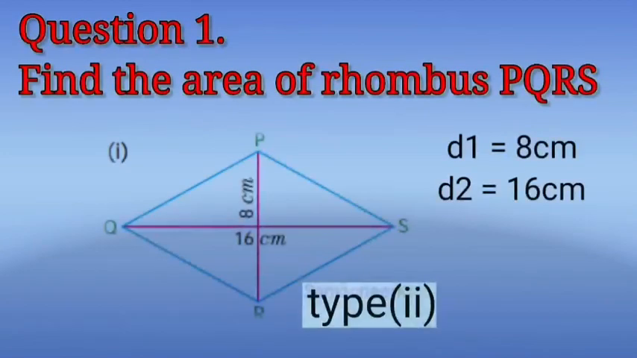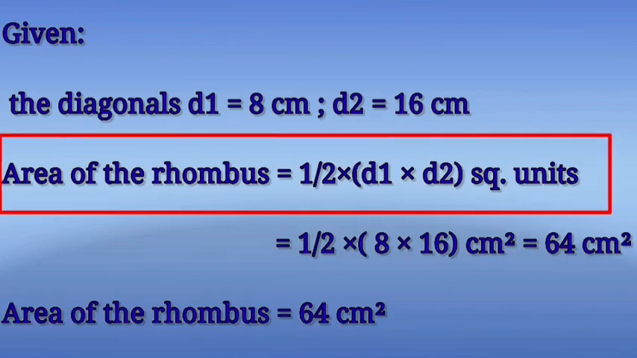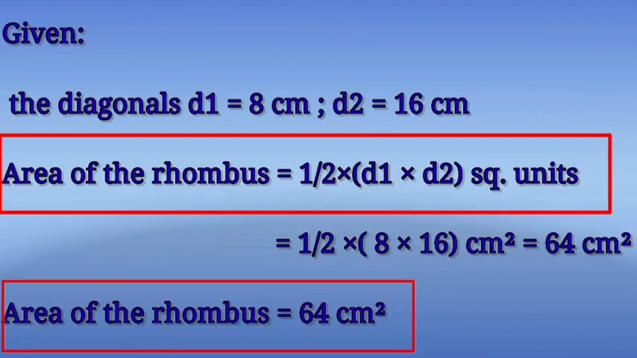Question 1. Find the area of rhombus PQRS in the following diagram. From the diagram we can extract the values of the diagonals D1 and D2. They are D1 equals 8 cm and D2 equals 16 cm. By using the values of these diagonals in this formula, we get the area of the rhombus as 64 cm square.